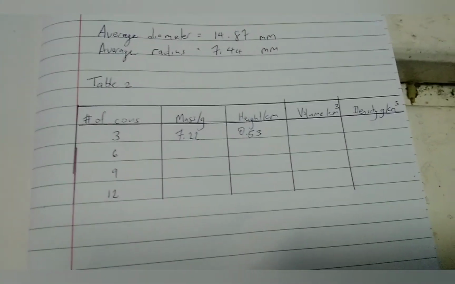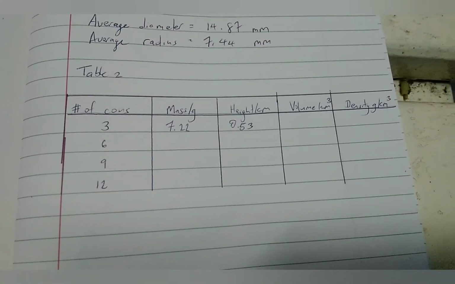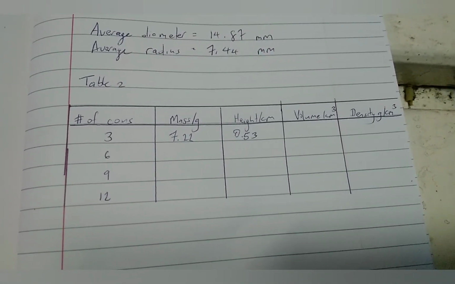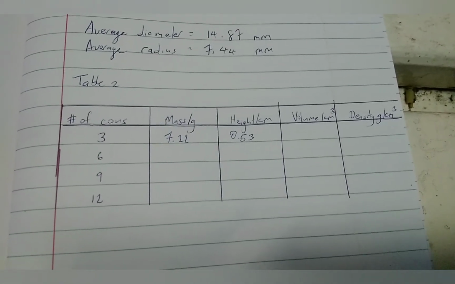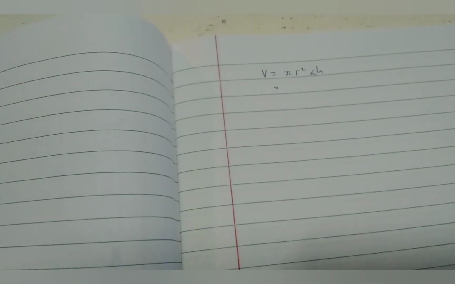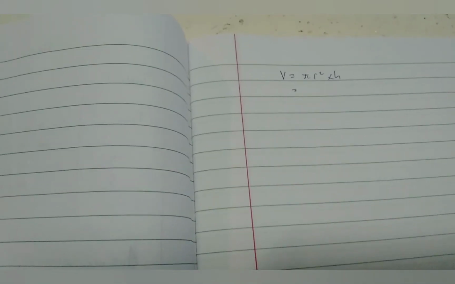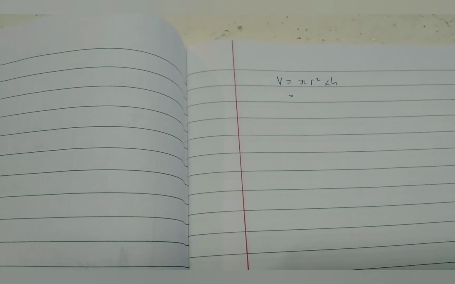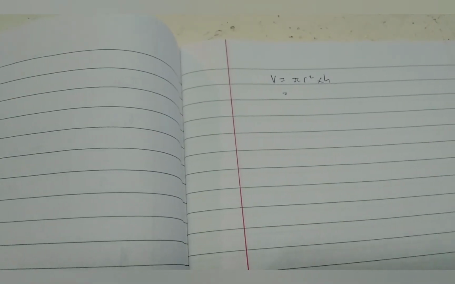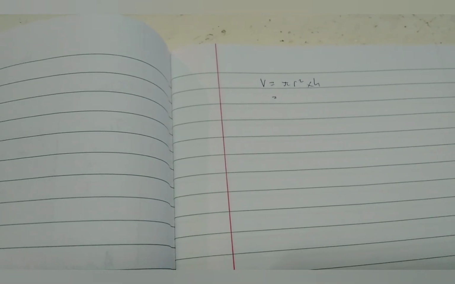Since we form a cylinder, I'm going to go to the next page and give you a sample calculation of calculating the volume and the density. The volume of the cylinder we've made is equal to pi r squared h. We're going to use 3.14 for pi. We've already got our radius, but there's a problem.